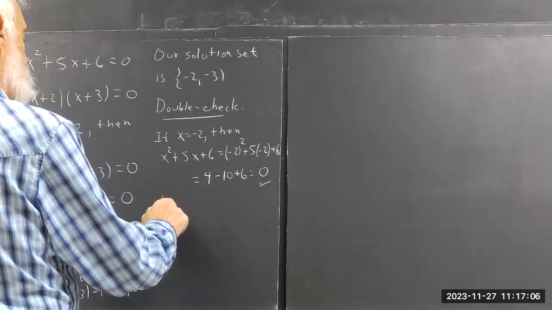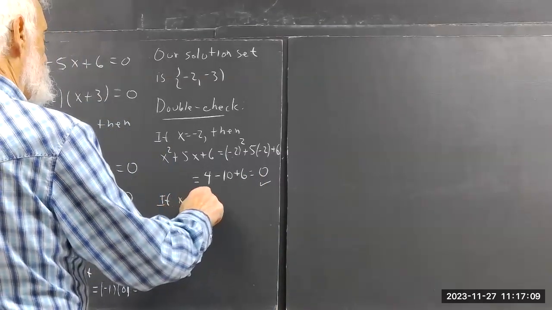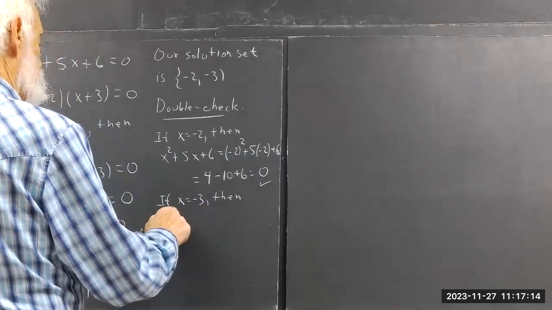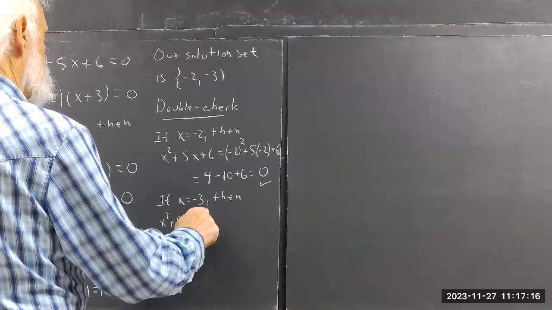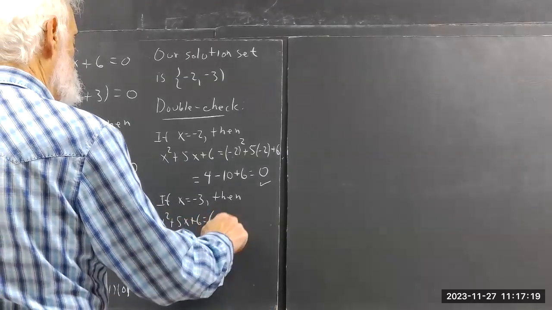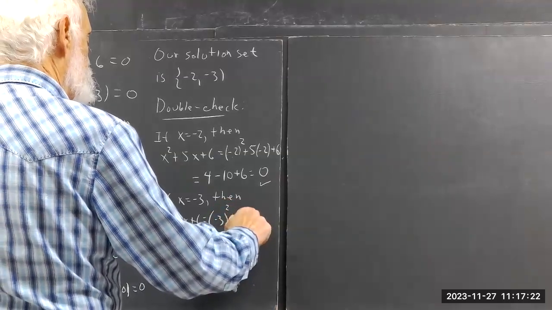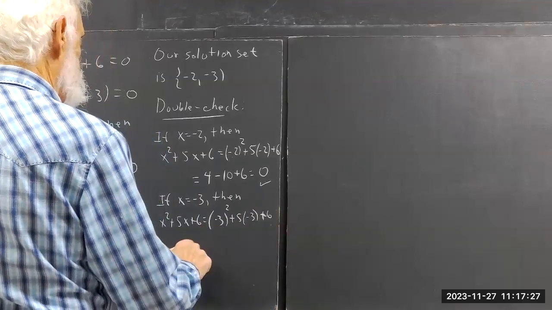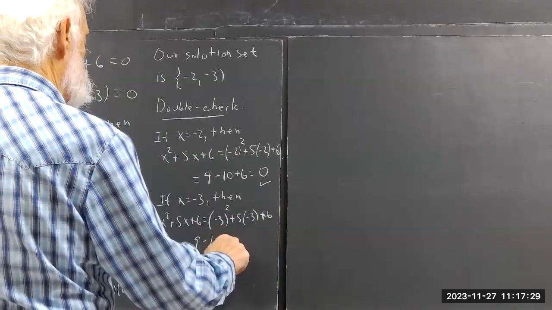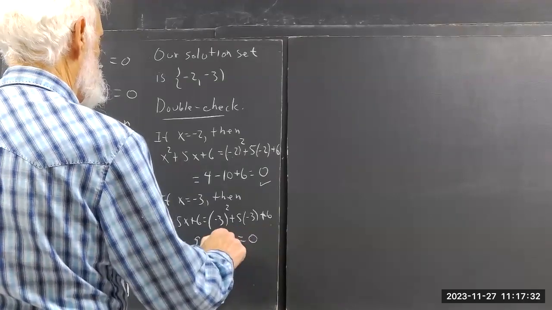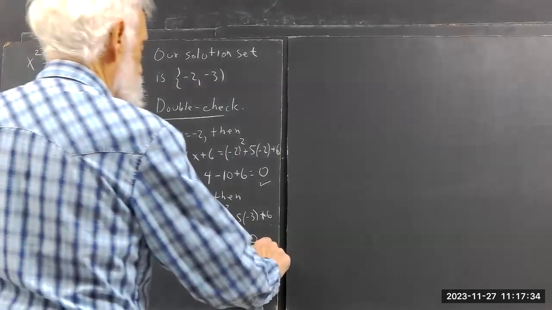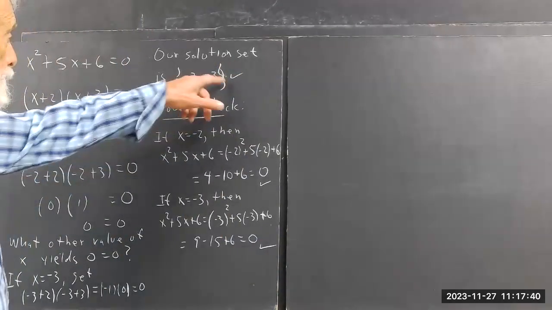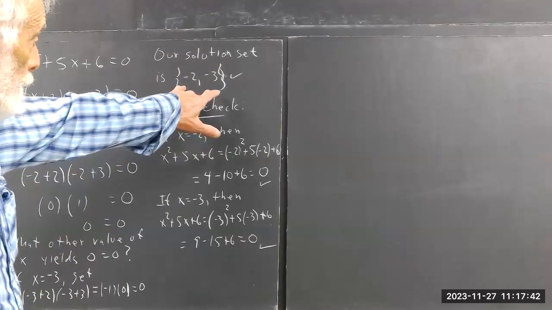And if x is -3, then x squared plus 5x plus 6 is -3 squared plus 5 times -3 plus 6. And that equals 9 minus 15 plus 6, which equals 0. That checks, so we've checked this. I should have used a separation instead of parentheses there. Okay?